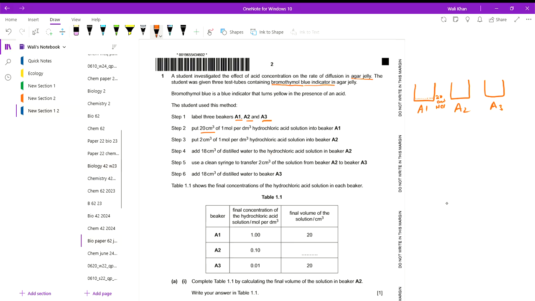Put 2 cm³ of 1 mole per dm³ hydrochloric acid solution into beaker A2. So in beaker A2 we put 2 cm³ HCl. Add 18 cm³ of distilled water to the hydrochloric acid solution in beaker A2. So we have to add 18 cm³ water.